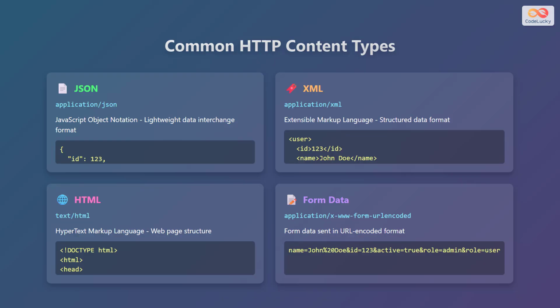XML, or Extensible Markup Language, uses the MIME type application/XML, and it is a structured data format. HTML, or Hypertext Markup Language, uses the MIME type text/HTML, and it defines web page structure. Form data uses the MIME type application/x-www-form-urlencoded. It represents form data sent in the URL encoded format.